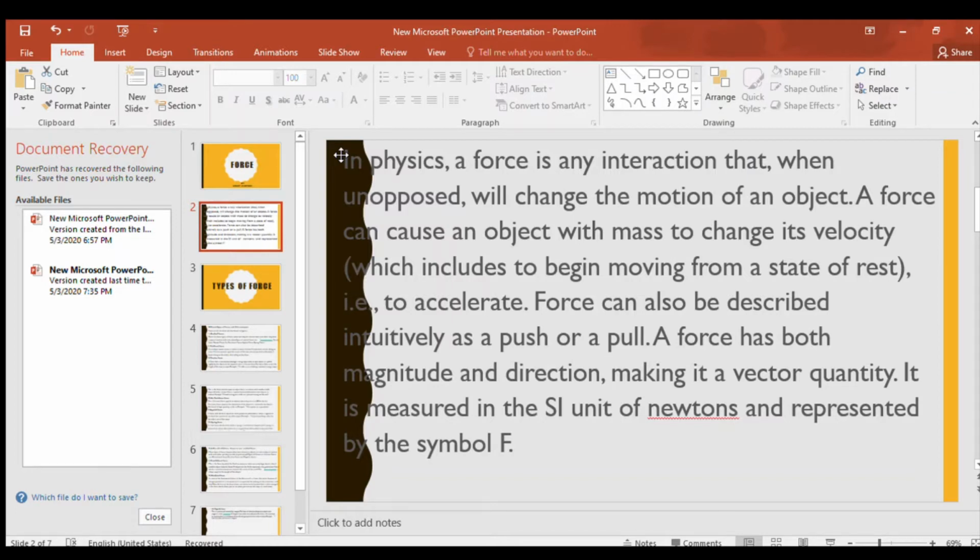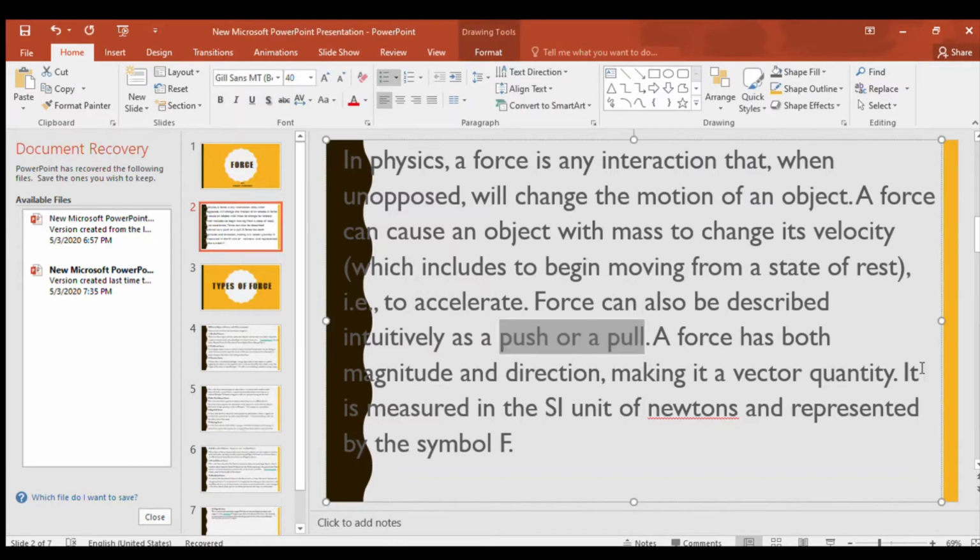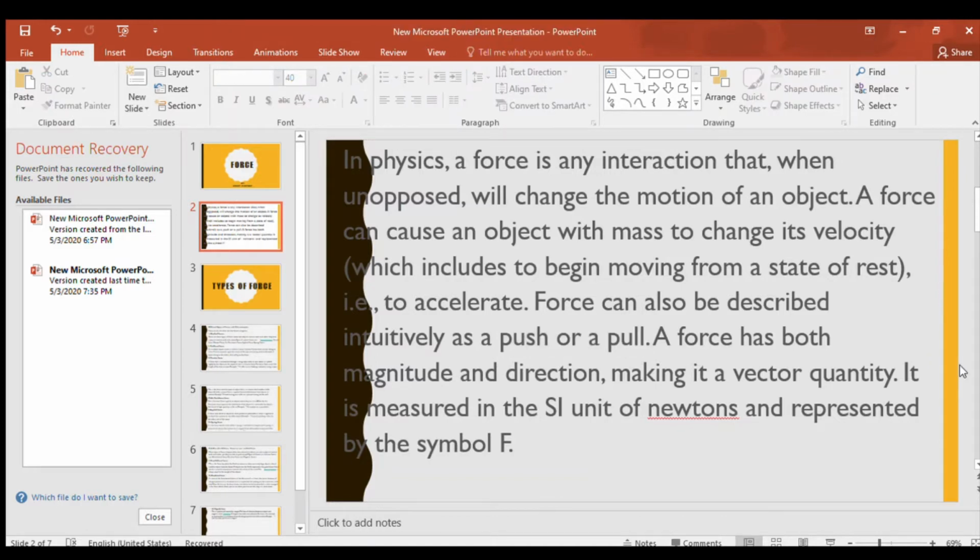A force can cause an object with mass to change its velocity, which includes beginning to move from a state of rest, for example, to accelerate. Force can also be described intuitively as a push or a pull, as I said before. The force has both magnitude and direction, making it a vector quantity. This force is measured in the SI unit of newtons, and it is represented by the capital letter symbol F.